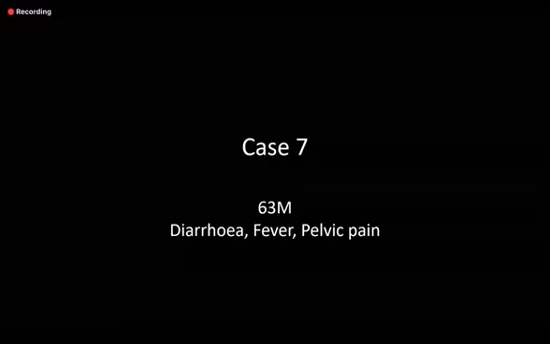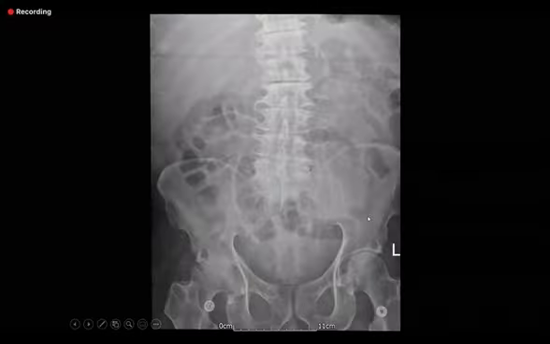The patient has diarrhea, fever, and pelvic pain, a 63 year old male. Actually, they were worried about something like UC. They did a plain abdomen. Go to your first image. I don't think I have got the control yet. Okay, you don't have control. Now, got it.